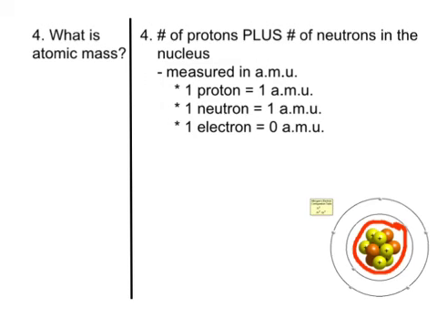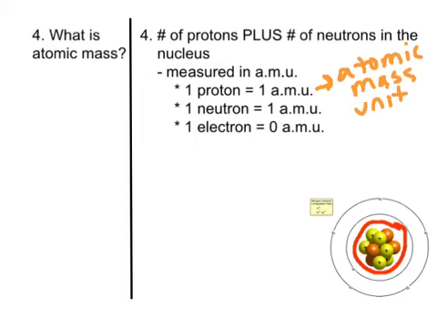Okay? Now, AMU stands for atomic mass unit. So they have their own units because, again, we can't take a single atom and put it on a scale, let alone a single proton or a single neutron, to measure its mass. So we call it atomic mass units, AMUs.